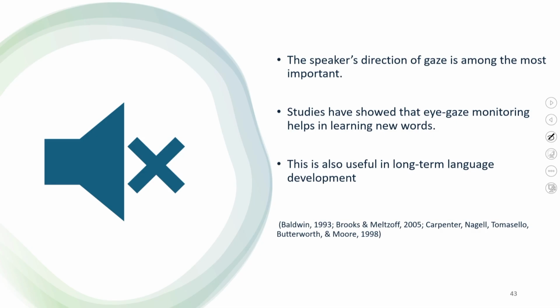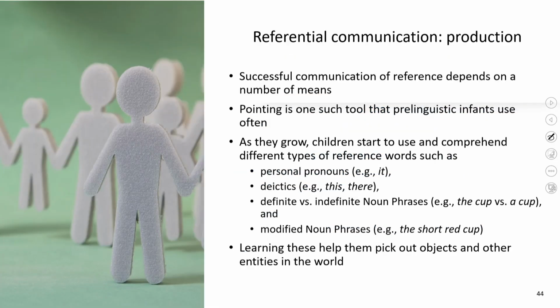The speaker's direction of gaze is also among the most important. Now, what is the speaker looking at? Often, when caregivers are talking to an infant, they will not simply say a novel word, they will also look at the object, and children figure out very early in life that by following the eye movement of the speaker, they can find out the referent of the novel word, and hence the speaker's direction of gaze is an important factor in this. Studies have shown that eye gaze monitoring helps in learning new words, and this is also useful in terms of long term understanding. So, children also figure it out in the beginning.